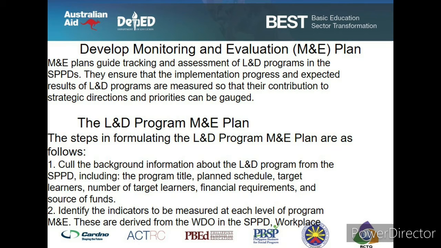The steps in formulating the L&D program M&E plan are as follows. Number 1, recall the background information about the learning and development program from the SPPD, including the program title, planned schedule, target learners, number of target learners, financial requirements, and source of funds. Number 2, identify the indicators to be measured at each level of program M&E. These are derived from the workplace development objectives in the SPPD.